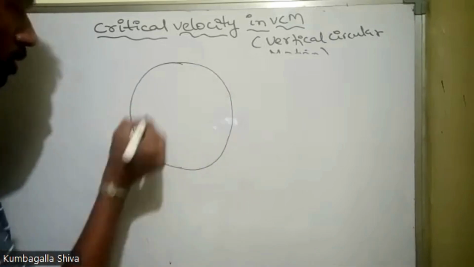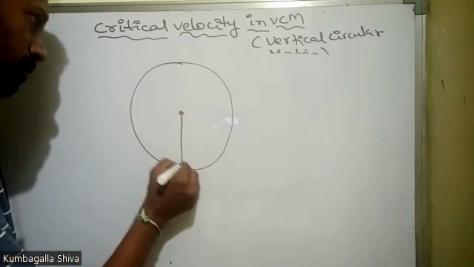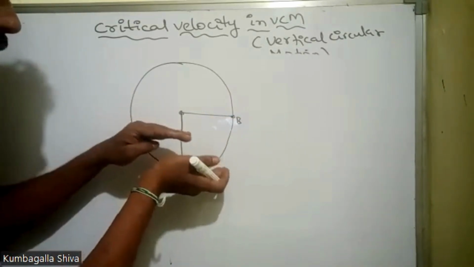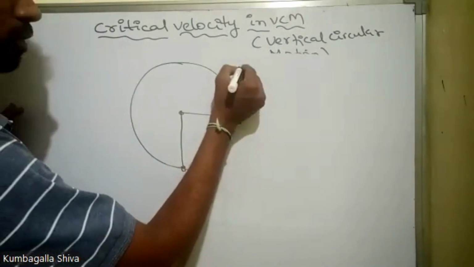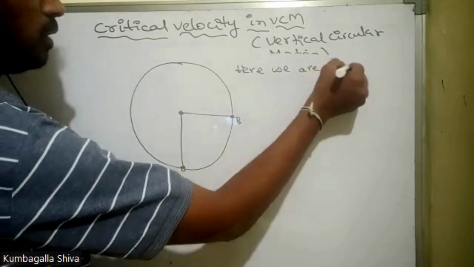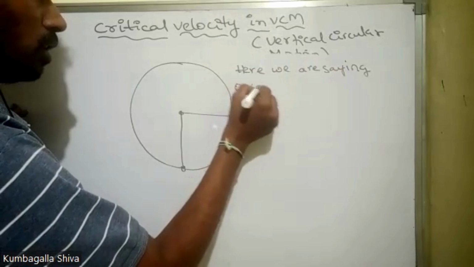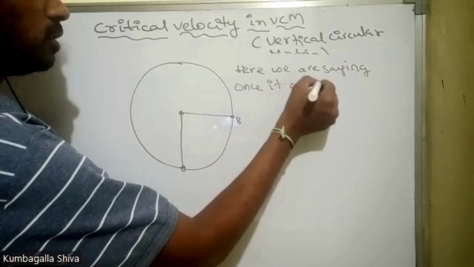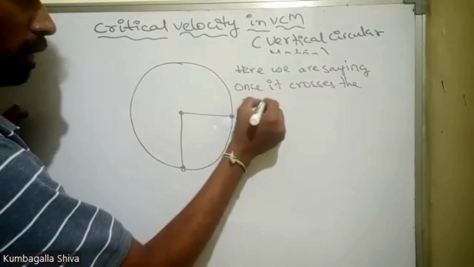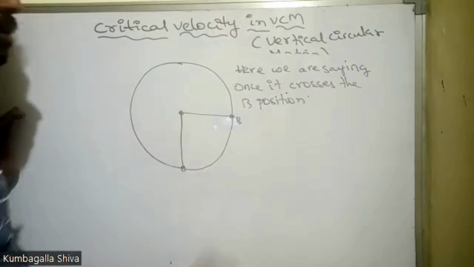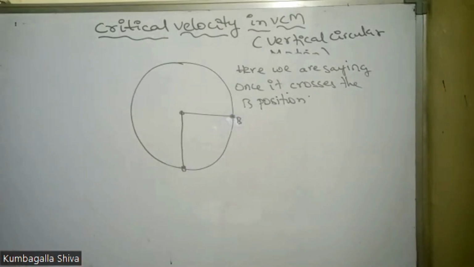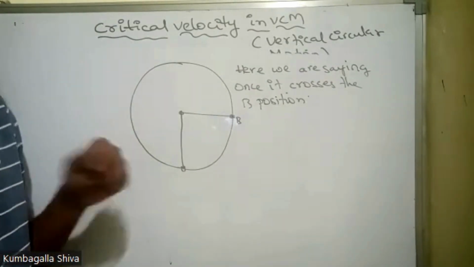This is a vertical circular motion, and this is a bob. Here we are going to talk about after the B position crossing. We are saying that once it crosses the B position, what is going to happen? The scenario is, once it crosses the B position, what happens to the tension?